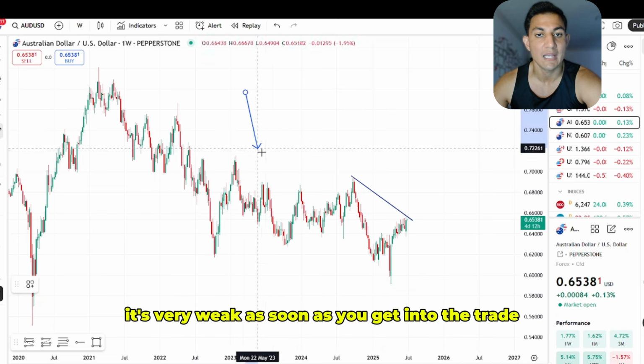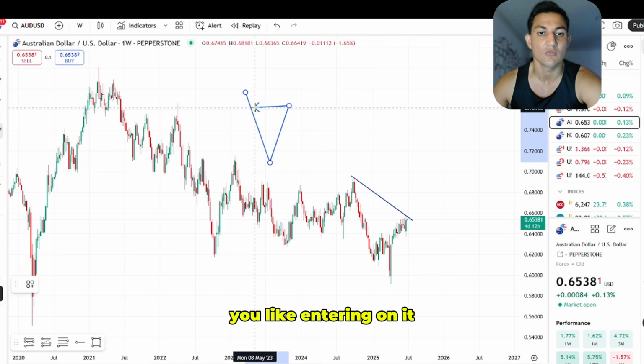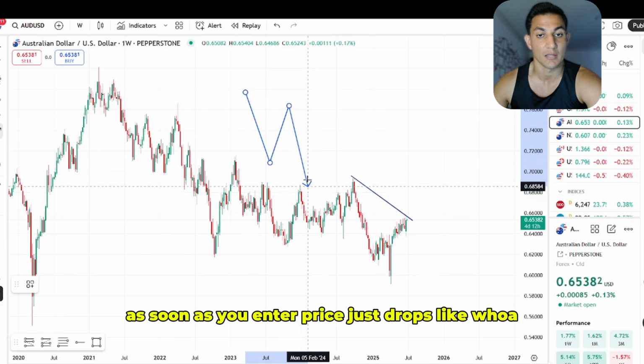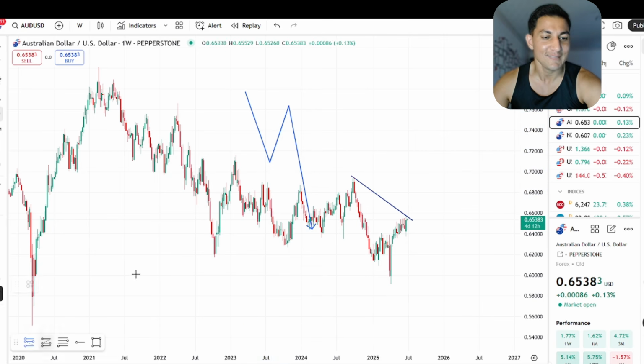It's very weak. As soon as you get into the trade, and you've all had trades like this too, right? Let's imagine there's a fair value gap. You like entering on it. As soon as you enter, price just drops, like, whoa, straight to take profit. And you're like, oh my God.